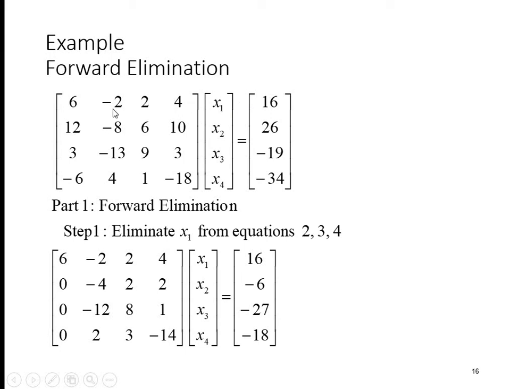So you have got the matrix with rows 6, minus 2, 2, 4; 12, minus 8, 6, 10; 3, minus 13, 9, 3; minus 6, 4, 1, minus 18, and this is equal to 16, 26, minus 19, minus 34.